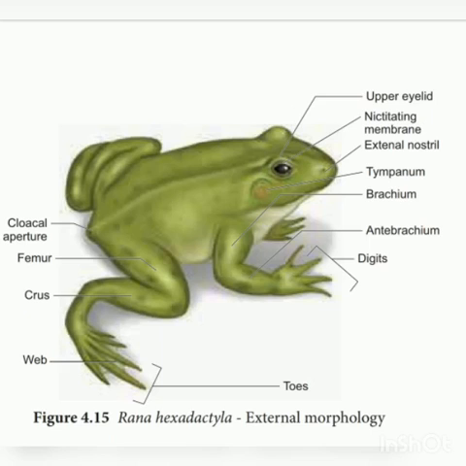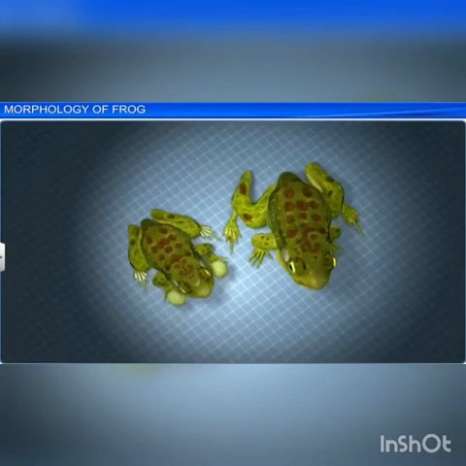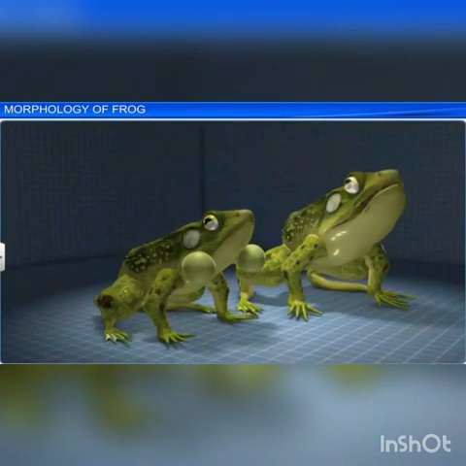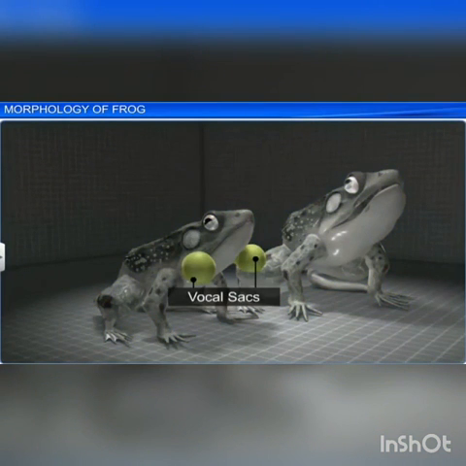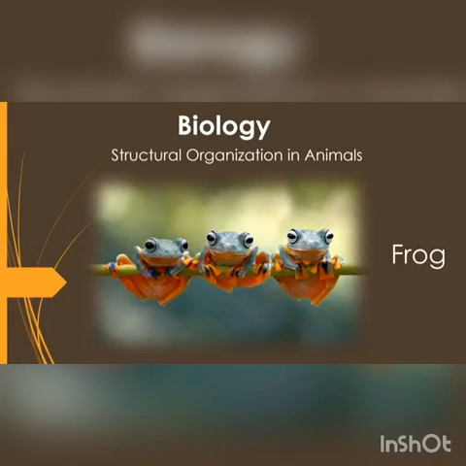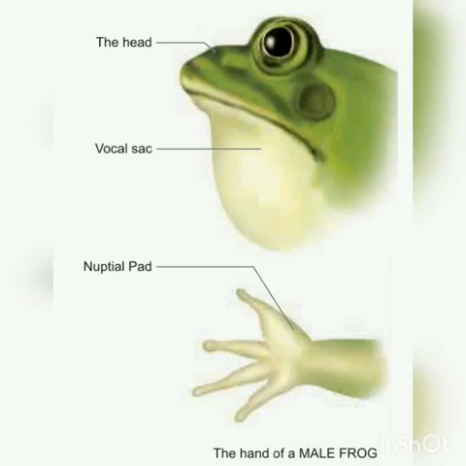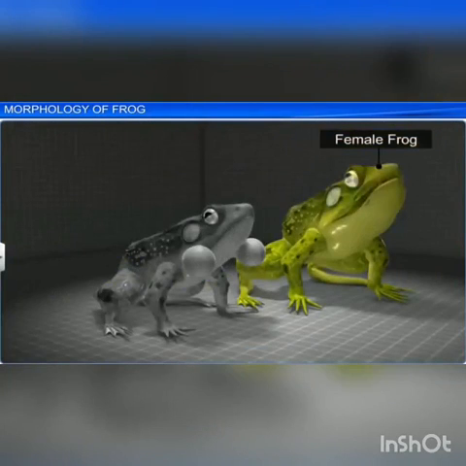Sexual dimorphism is exhibited clearly during the breeding season. If you see the difference between the male and the female frog, the male frog has a pair of vocal sacs and a copulatory or nuptial pad on the ventral side of the first digit of each forelimb. This vocal sac is responsible for making the croaking sound of the frog. It helps to amplify the sound. Vocal sacs and nuptial pads are absent in female frogs. So this is the main difference between male and female frog.